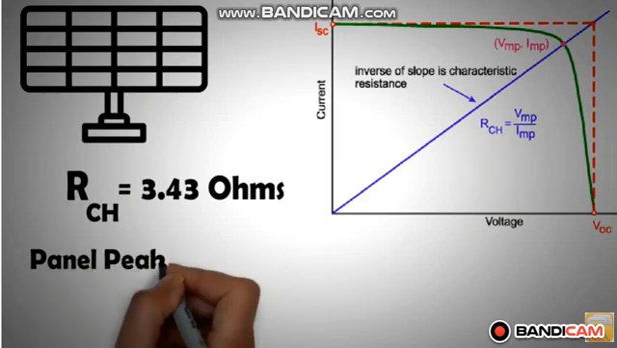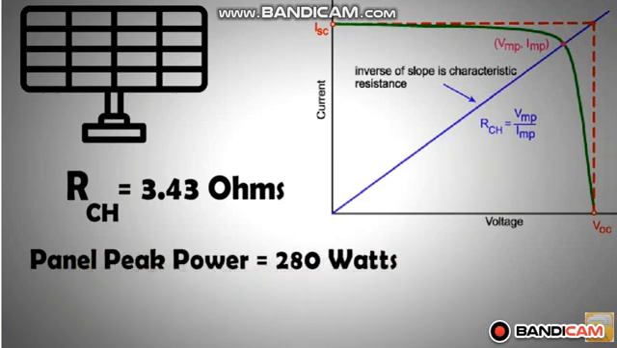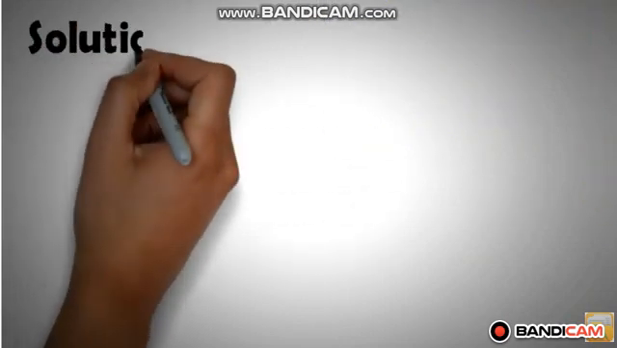This panel is rated at 280 watts, and if we don't match the resistances, then we will not be utilizing the panel fully. Now, as mentioned earlier, it is very difficult to have a load that has similar internal resistance or impedance value as your solar panels. So what is the solution?